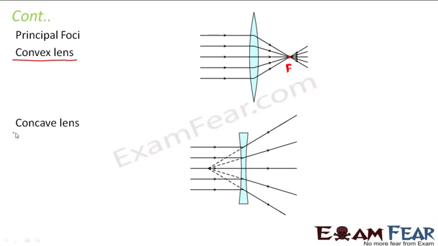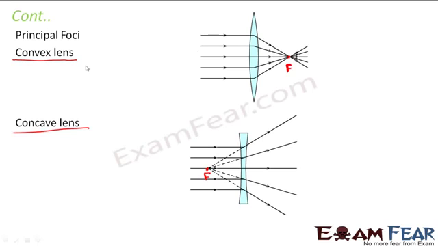Now in case of a concave lens, what do we see? This is a concave lens. We see that the rays of light after passing through the concave lens diverge out. They do not appear to converge at a point. However, they are extrapolated at the back and they are virtually made to converge at a point. So this point is known as the principal focus for a concave lens, right?